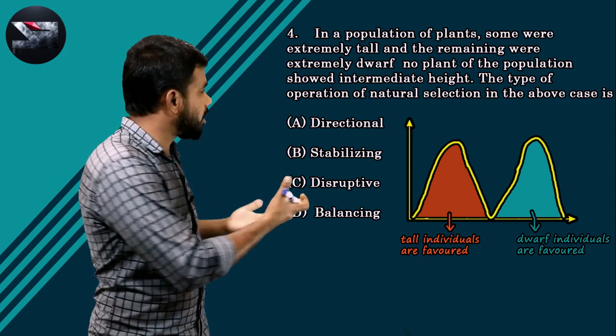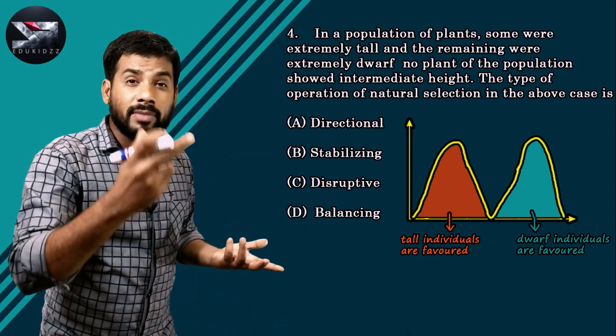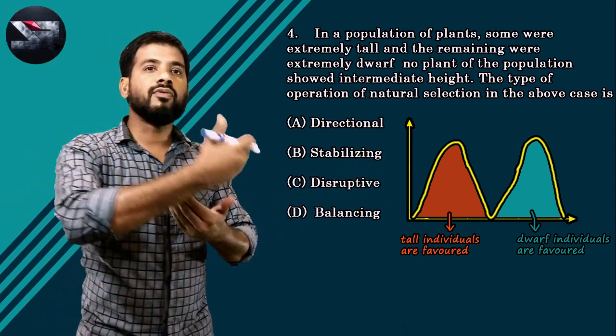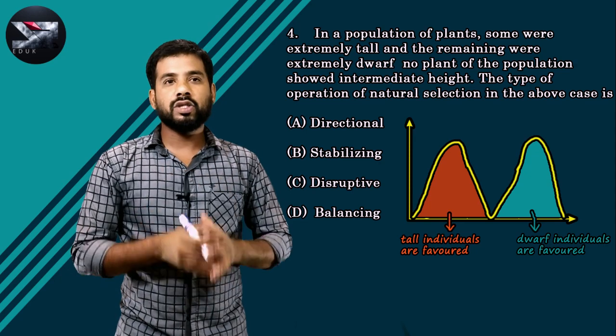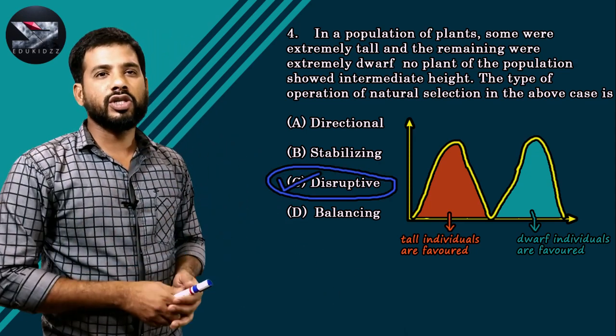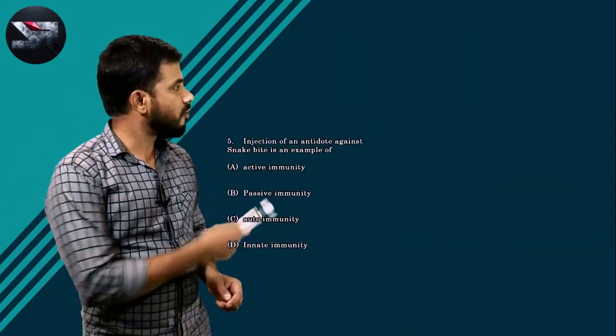Why? Because the curve shape has become disrupted, and this is the natural selection that is mainly helpful for the formation of 2 different species from 1 species. So for this question, you can directly write the answer, the disruptive selection is the right answer. Now let us take question number 5.